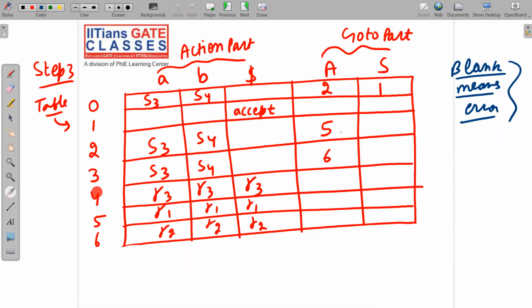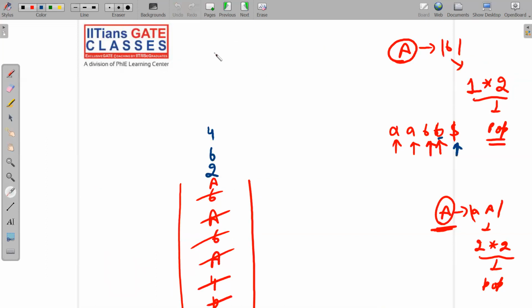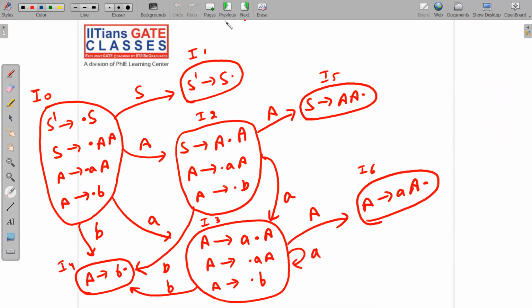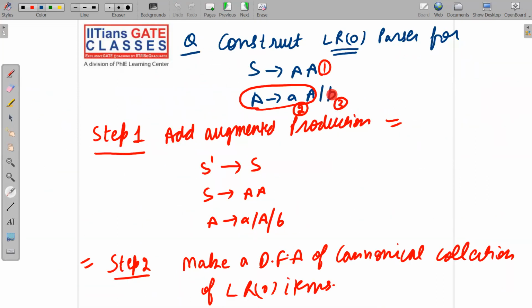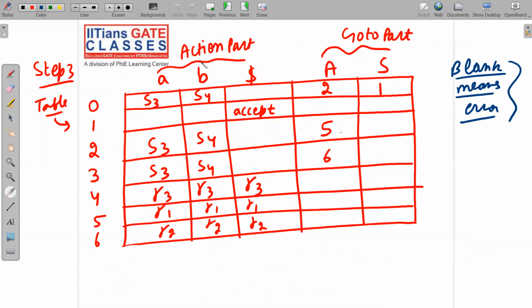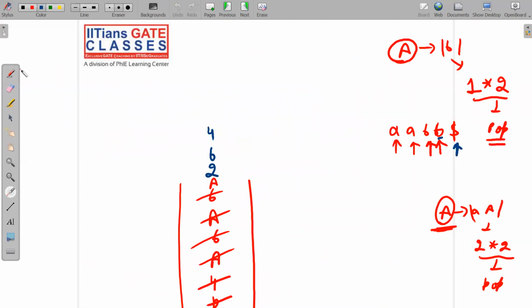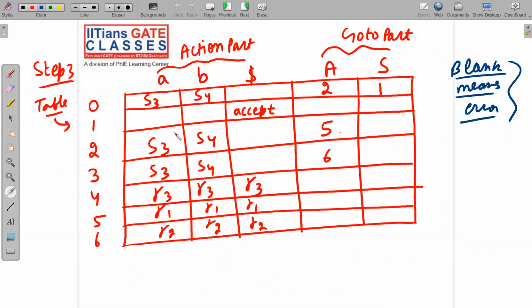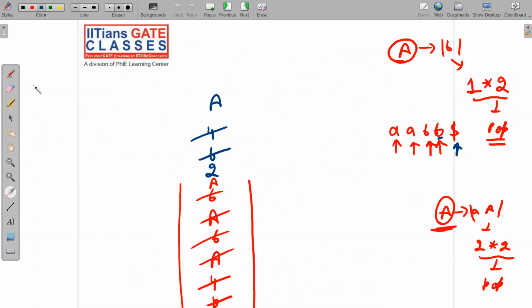Go to the previous slide. 4 on dollar, R3. R3 means what? See the slide. R3 was this, A goes to B. We have already done this. So 2 symbols will be popped off, and LHS will be pushed onto the stack, that is capital A. Now I will say 2 on capital A. See here, go to state number 5. So I will go to state number 5.